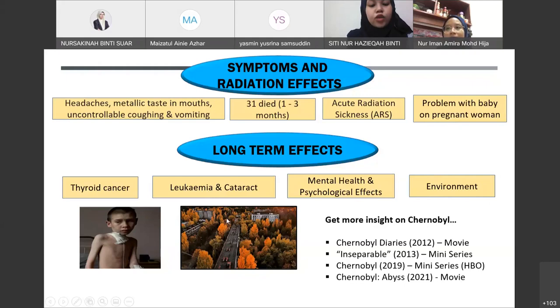As you can see from the picture below, the forest around the reactor is named the Red Forest because it turned reddish brown after the accident, because it received radioactive material, and also the plants will die.